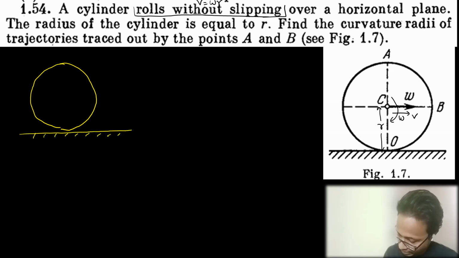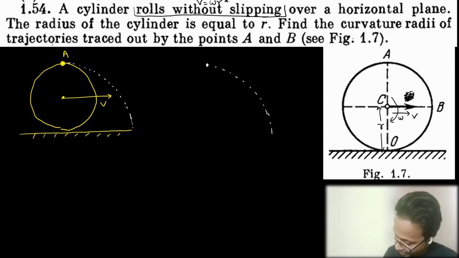okay, this is rolling, suppose with velocity v. Forget this. This is omega, the angular velocity. Forget this part. This point A, what is the trajectory of this point A? The point A will move somewhat like this. The question is saying find the radius of curvature of the path traced by point A. That means find the radius of curvature of this orbit.